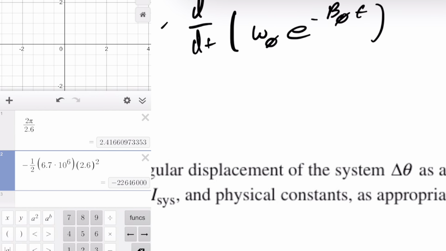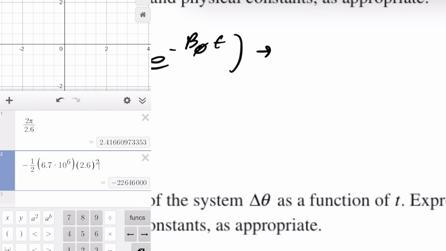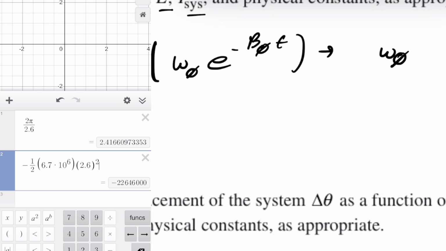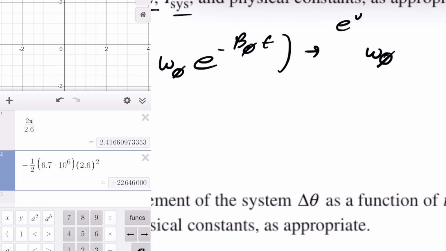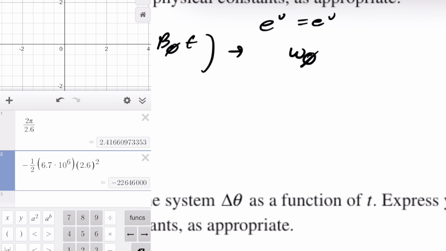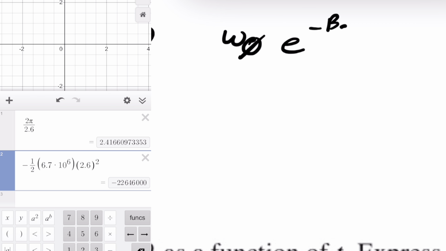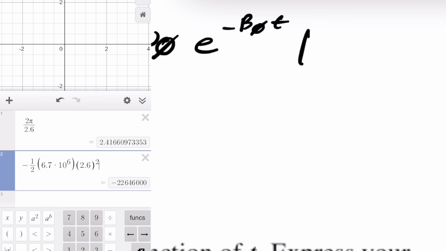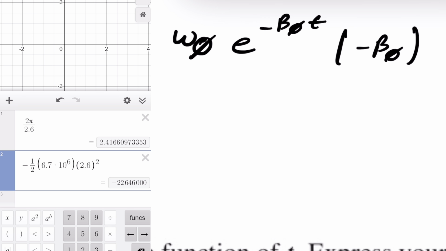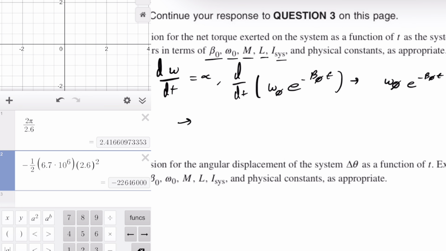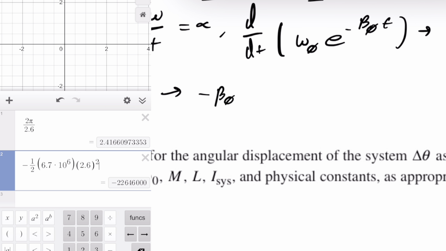Okay, there we go. So a constant multiple will stay a constant multiple, and we'll get w naught. And now we have to use the chain rule. E to any power, right? The derivative of e to the u will stay e to the u, and then du dt will give us negative b naught. So with the chain rule, we differentiate e first, which gives us e to the negative b naught t, times the derivative of the exponent, which is just negative b naught. So this turns into negative b naught w naught e to the negative b naught t.